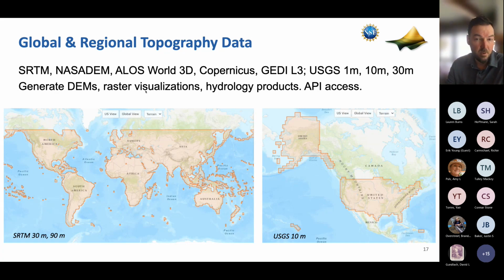And there's 30 and 90 meter data. On the right is the USGS's 10 meter data product. These are all accessible through OpenTopography. As I said, I think there's 13 or 14 global or regional data sets.